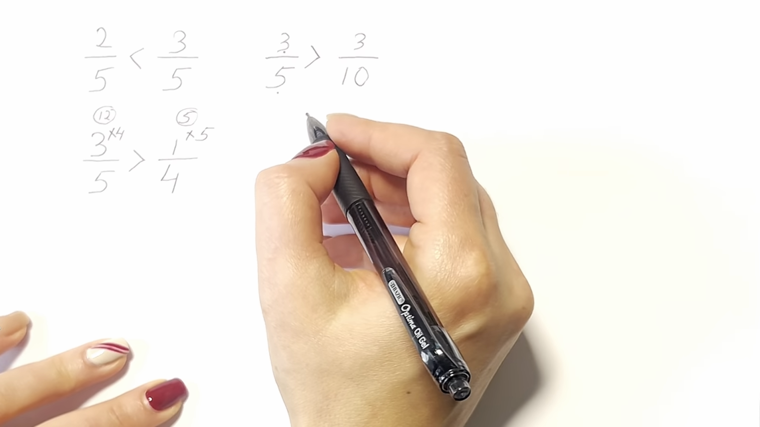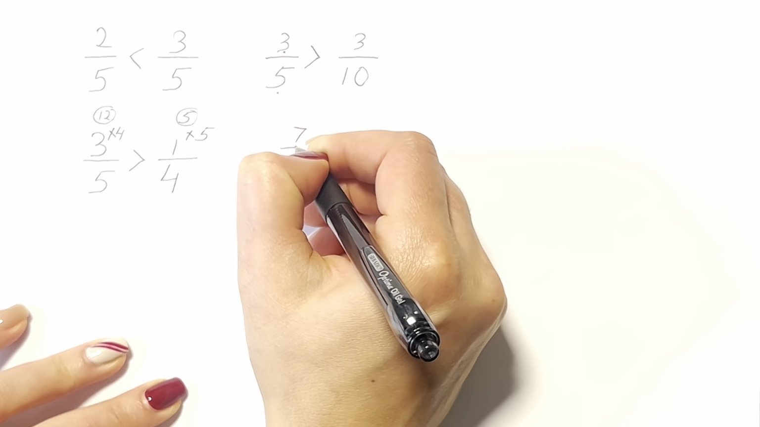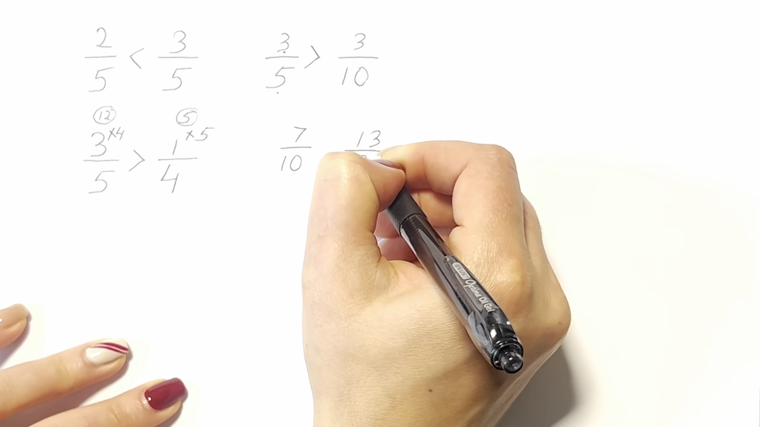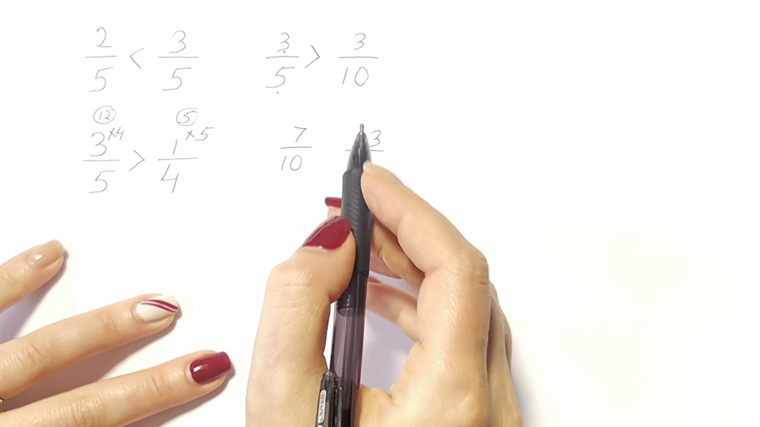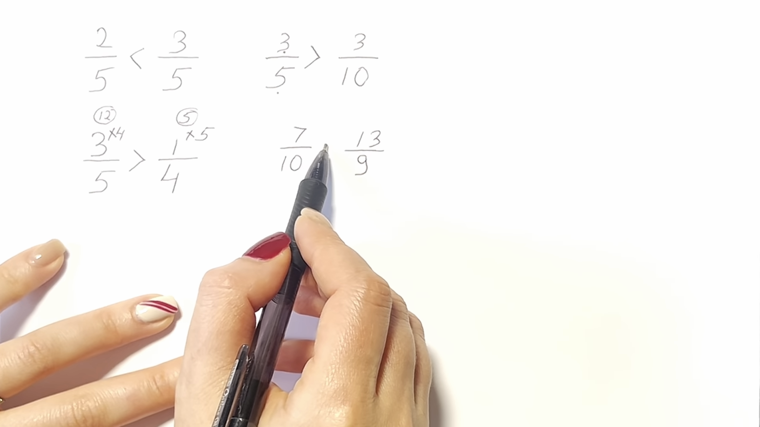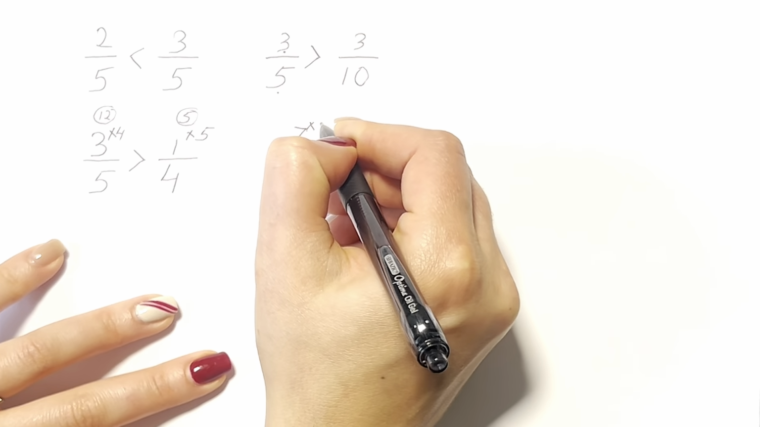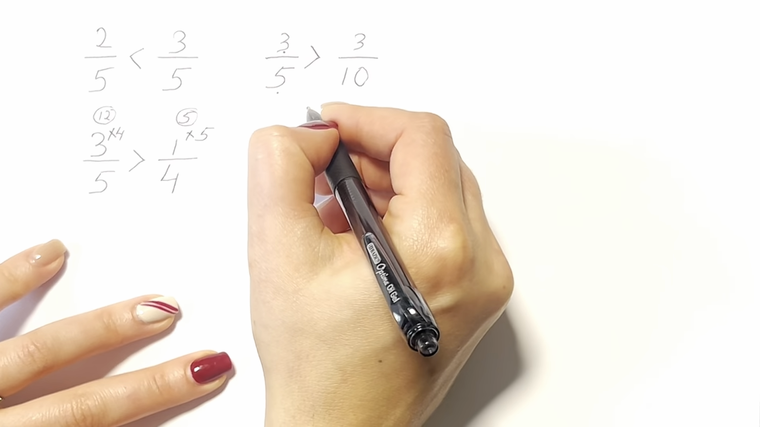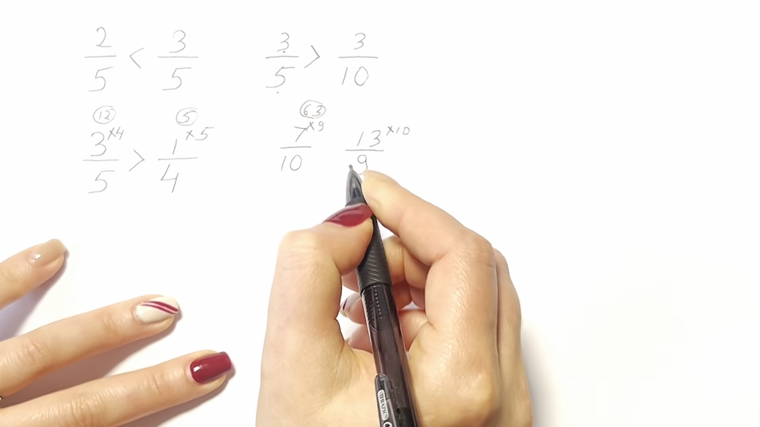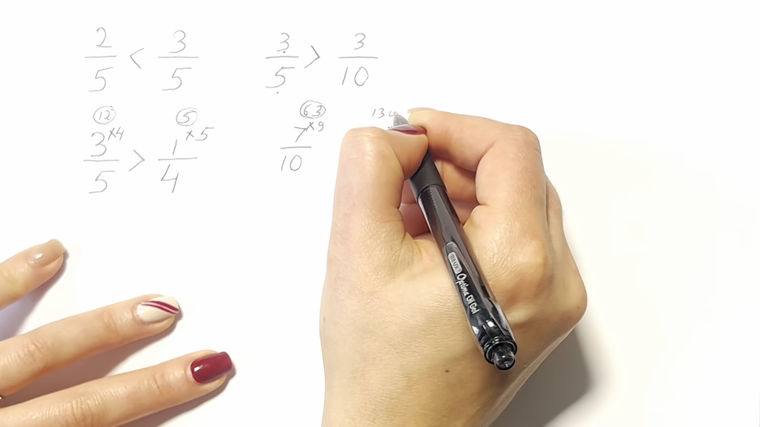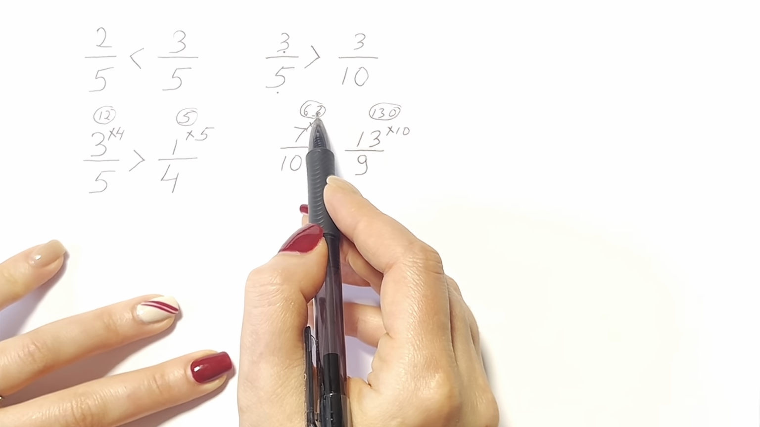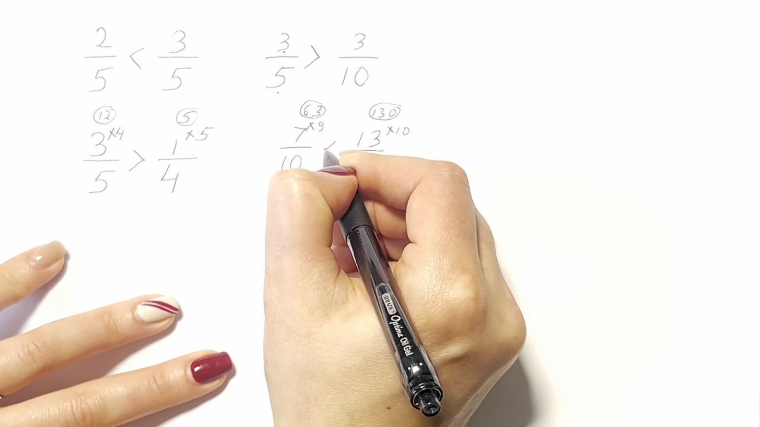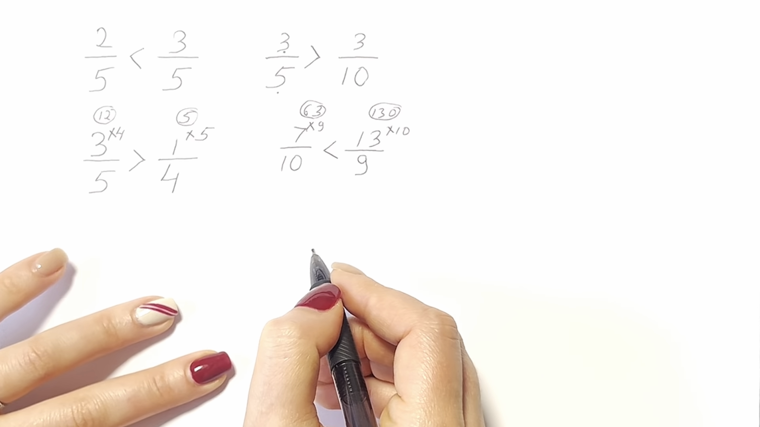Let's do another example. For example, 7 over 10 and 13 over 9. Let's do a cross multiplication. 7 times 9, 13 times 10. 7 times 9 is 63. 13 times 10 is 130. So 63 is less than 130. It means 7 over 10 is less than 13 over 9.